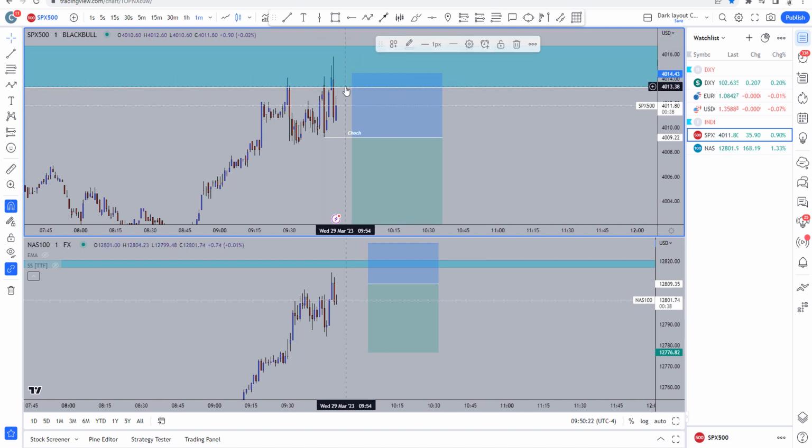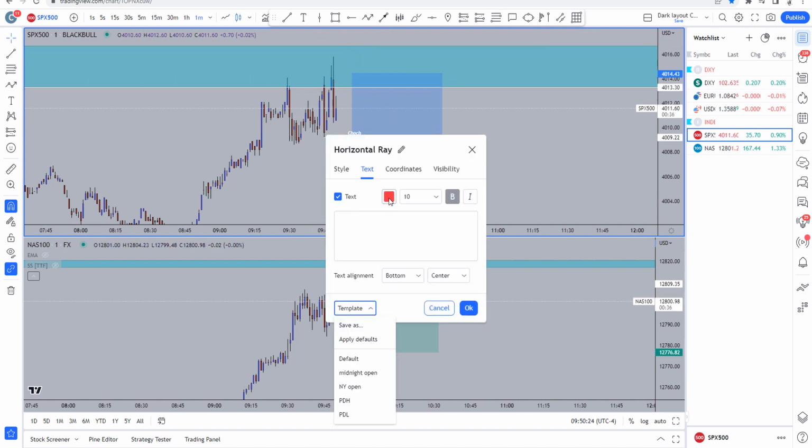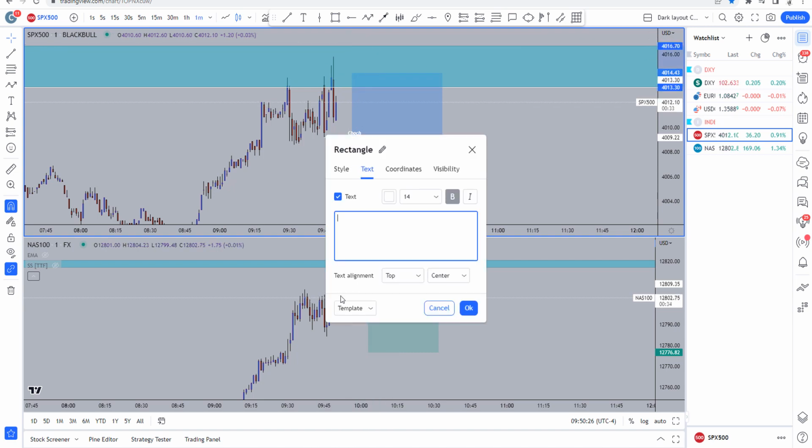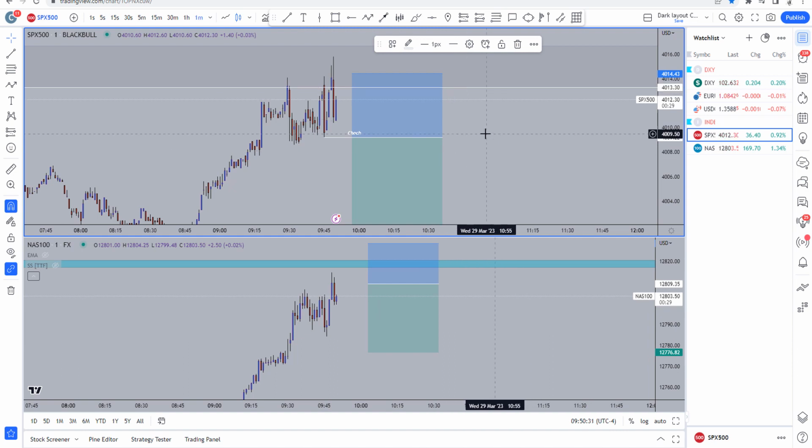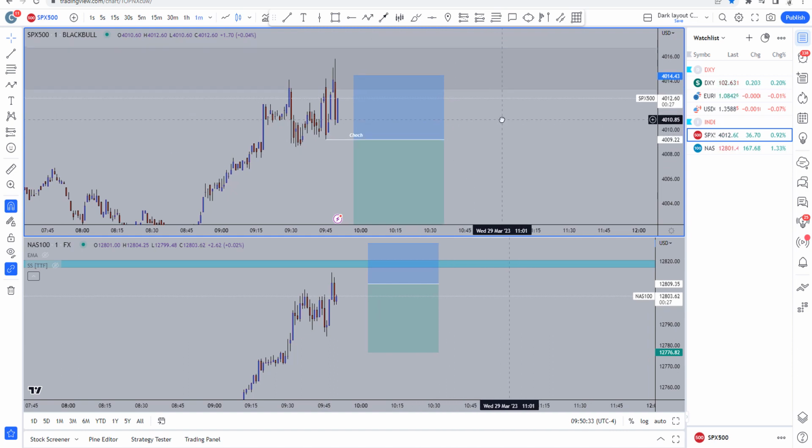I will now draw that like that with a gray area. And I will be deleting this line. We have a small imbalance right here. Small fair value gap.